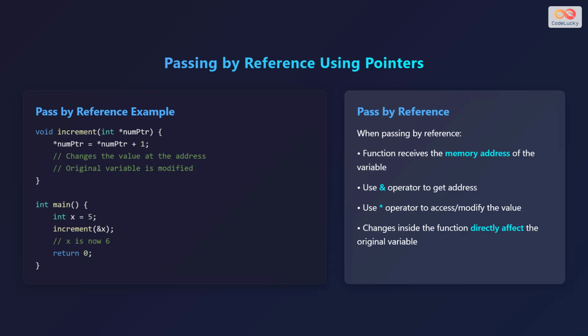When passing by reference, the function receives the memory address of the variable. Use the ampersand operator to get the address and the asterisk operator to access or modify the value. Changes inside the function directly affect the original variable.